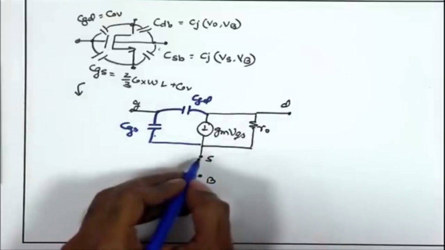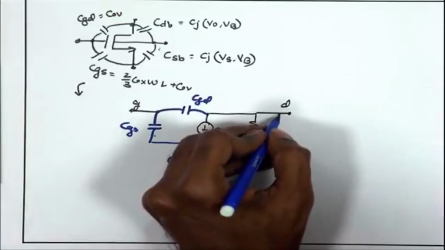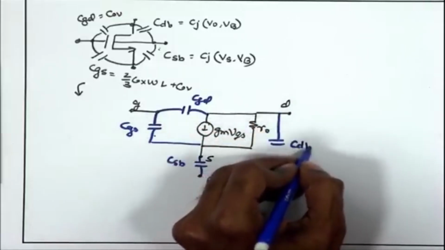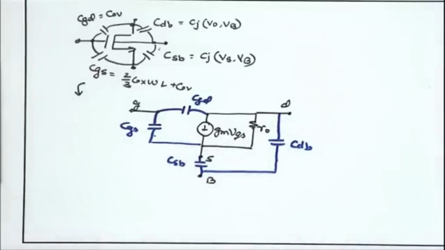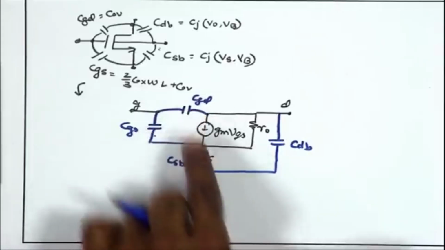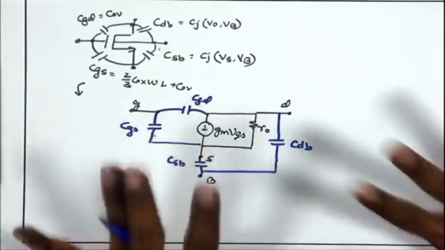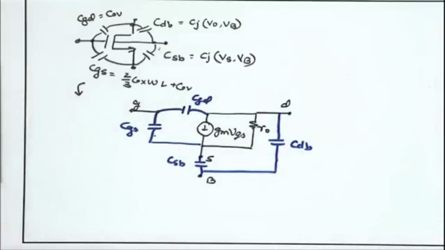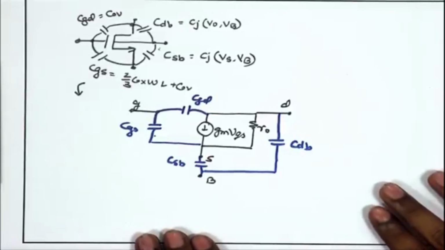between the source and the body I have CSB, and between the drain and the body I may have CDB. So, this is the high frequency model including the small signal parasitic capacitances arising from the core device physics of the MOSFET, and we are going to see how to analyze circuits for high frequency regions where we need to take into account these parasitic capacitances. So, before I proceed, let me stop here and see if there is any question.